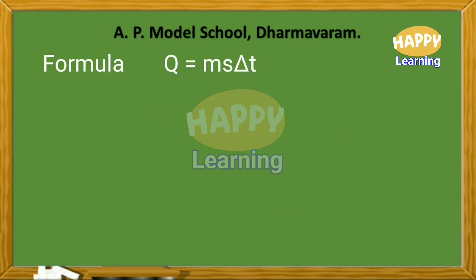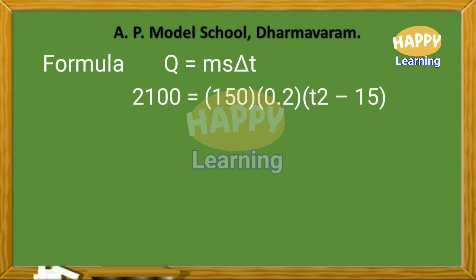Formula. Q is equal to M S delta T. Substituting the values: 2100 in place of Q, 150 in place of M, 0.2 in place of S, T2 is unknown and 15 in place of T1.